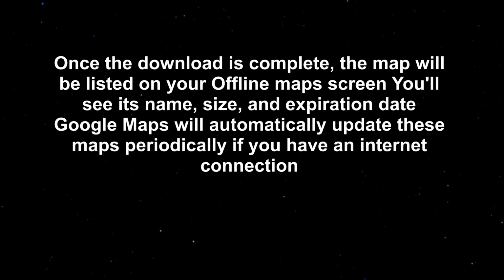Once the download is complete, the map will be listed on your Offline Maps screen. You'll see its name, size, and expiration date. Google Maps will automatically update these maps periodically if you have an internet connection.